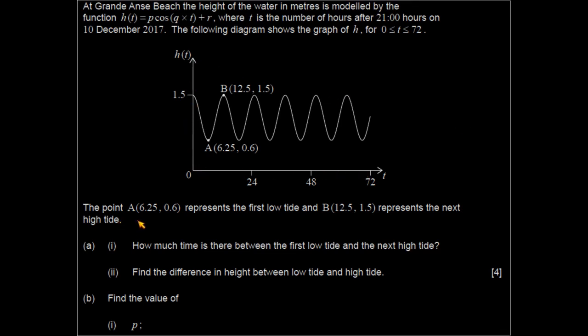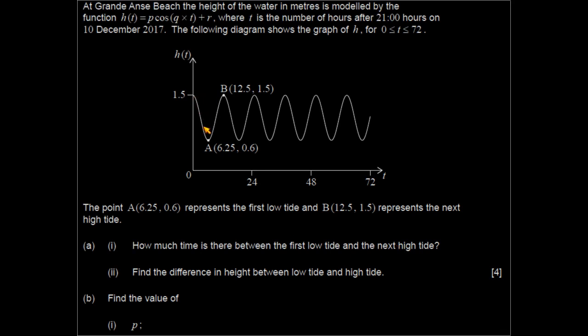Alright, and it says point A, which is (6.25, 0.6), represents the first low tide, and B, (12.5, 1.5), represents the next high tide. So question A, part 1 says how much time is there between the first low tide and the next high tide? So this is just a matter of reading it off from the graph.